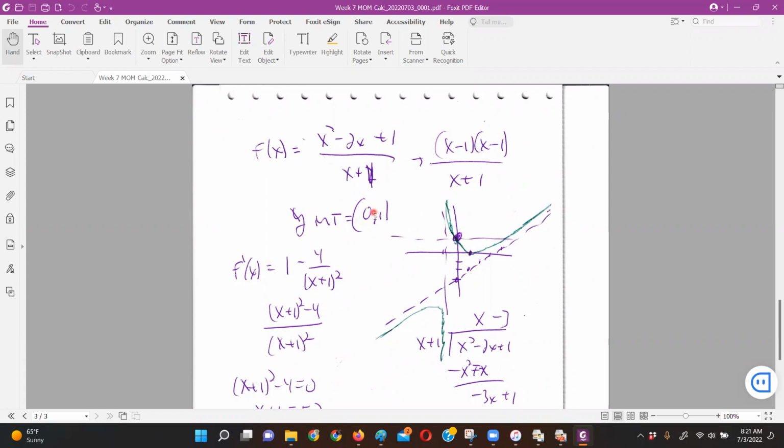I wanted to find out when it crosses the y-axis, so I dropped in 0. At 1, I graphed that point, and graphed that point.